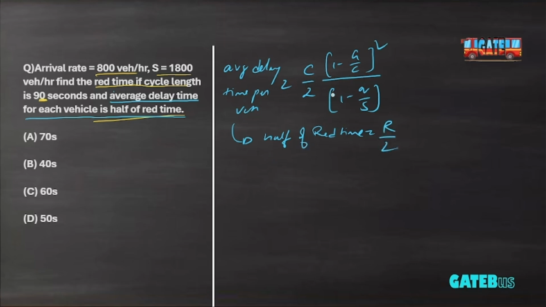So as it is mentioned, the average delay is half of that time. So then G by C should be equal to Q by S. Okay? This is the condition. So now taking all the values in this equation.